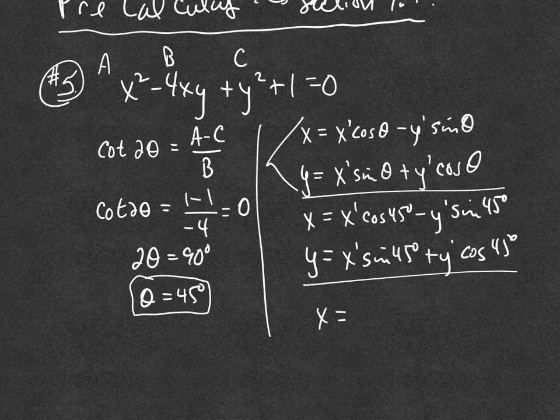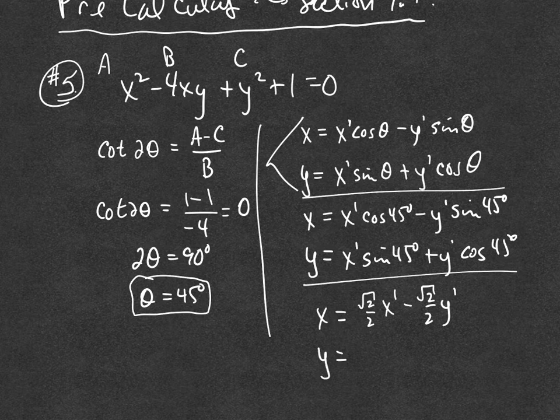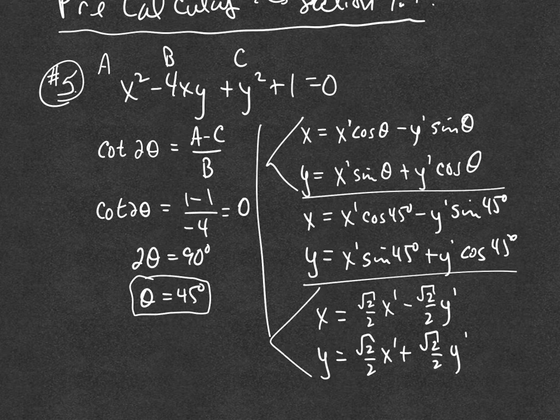So x is going to be replaced with, using our trig sheet, the cosine of 45 is the square root of 2 over 2 with the x prime, and sine of 45 is the square root of 2 over 2 with the y prime. And then similarly for the y, oops, typo. I'll put the square root of 2 over 2 first, then the y prime. Okay, and so these will be our change of variables.